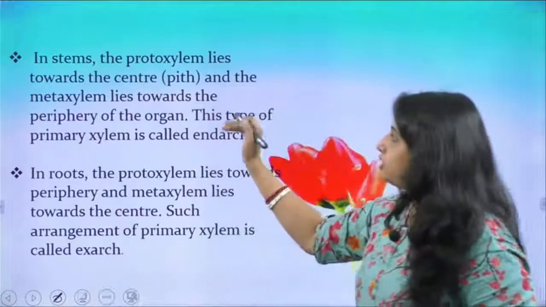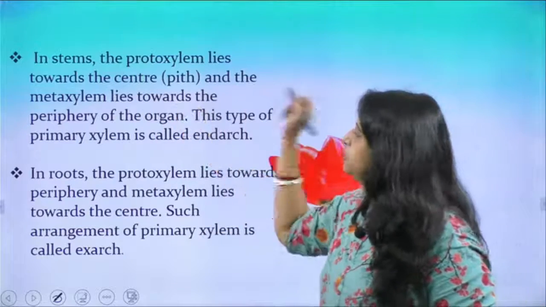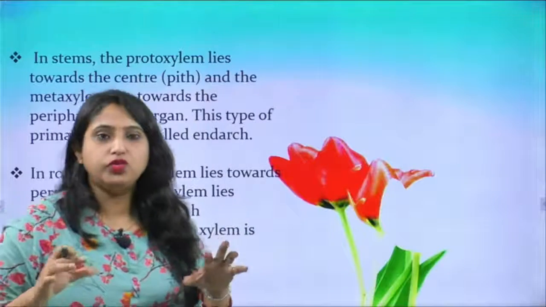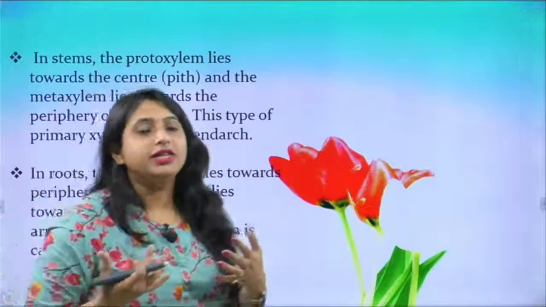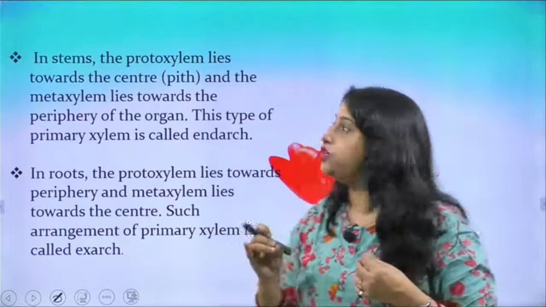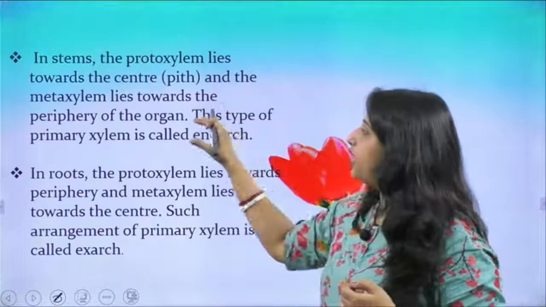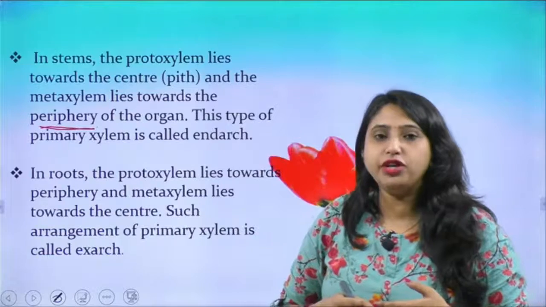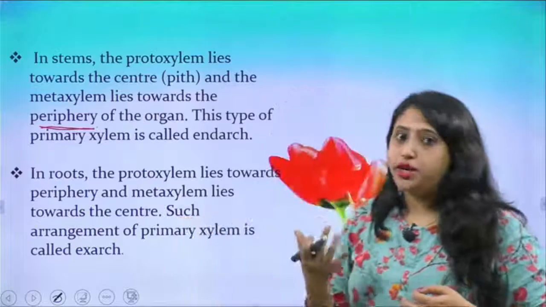In stems the protoxylem lies towards the center and the metaxylem lies towards the periphery. So when we dissect the stem and roots and look into the microscope, you can see that in case of the stem, the protoxylem will lie towards the center and the metaxylem will lie towards the periphery. Now what do you mean by the term periphery? Periphery means the outer layer, that is outside.